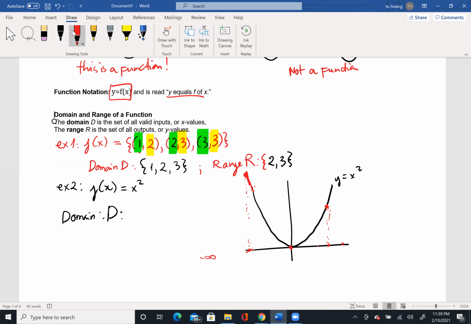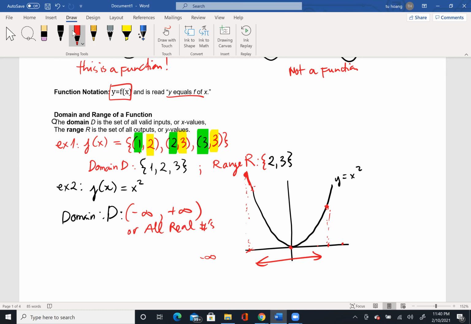So you can see that from the left to the right, from negative infinity to positive infinity, all real numbers, all values of x are satisfied in this case. So the domain here is from negative infinity to positive infinity, or we call it all real numbers.